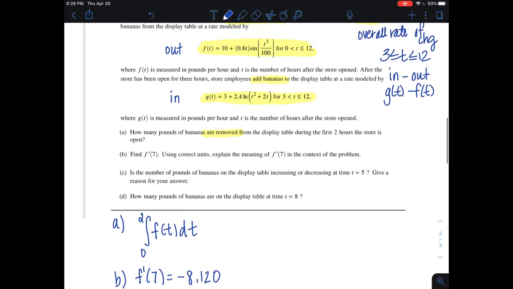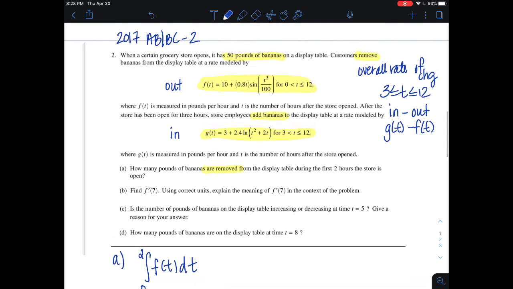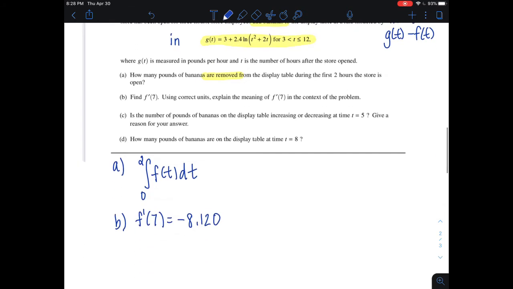So it says, using correct units, explain the meaning of f prime of 7 in the context of the problem. Okay, so you're talking in this case about not the rate of change, but the rate of the rate of change. So the fact that this comes out to be negative, it means the rate at which bananas are being removed is decreasing.